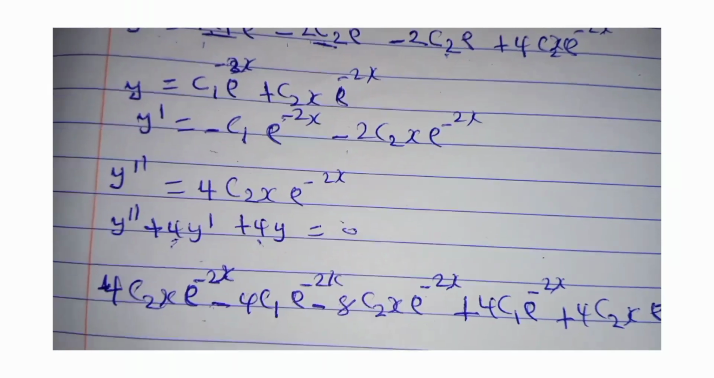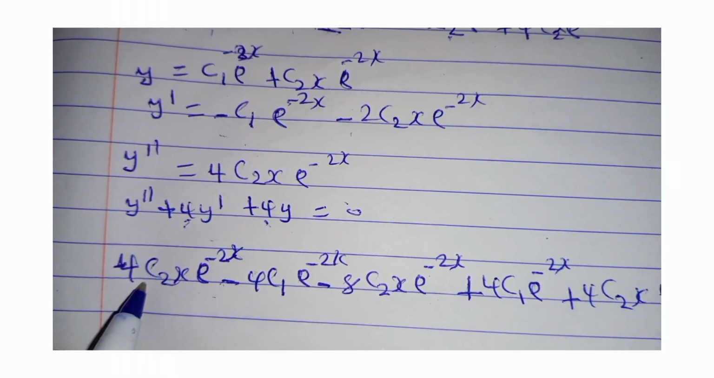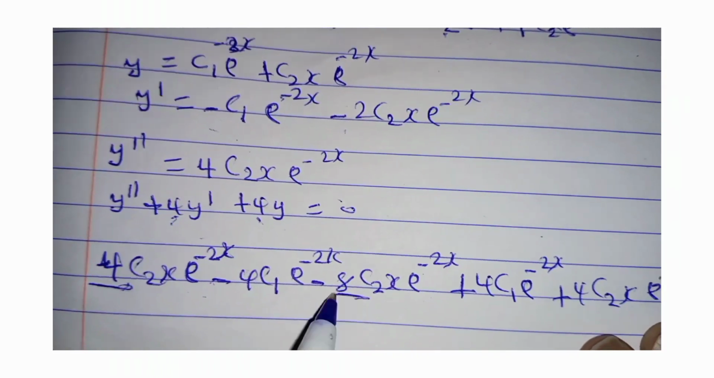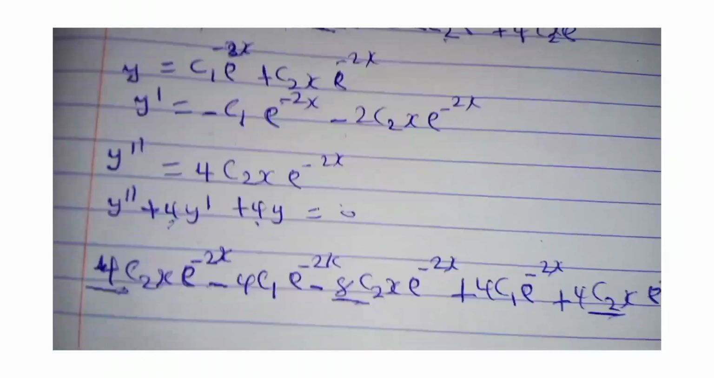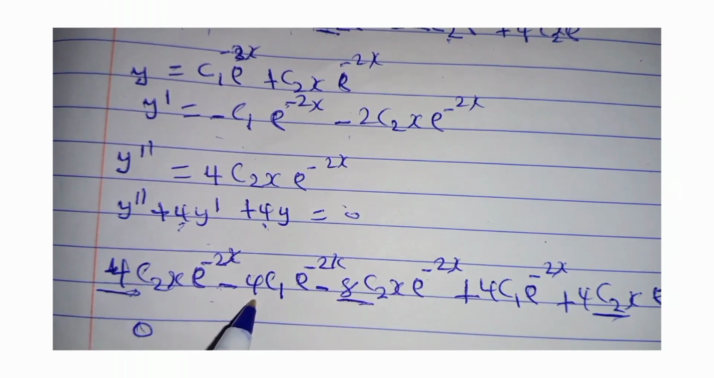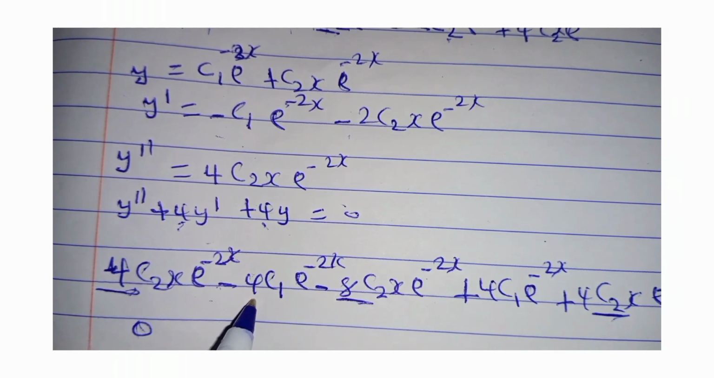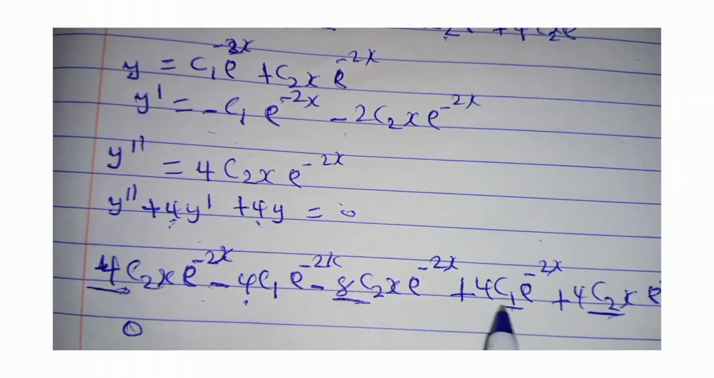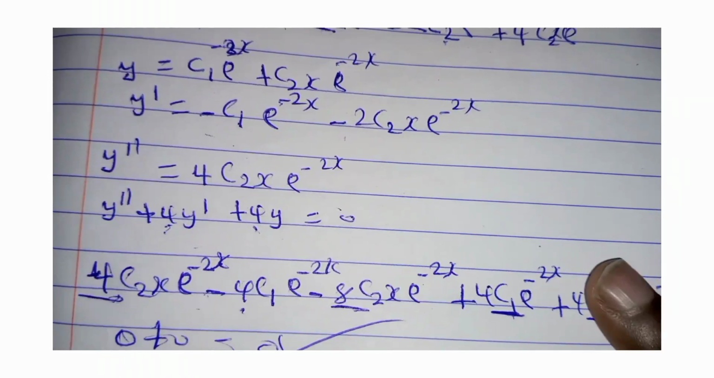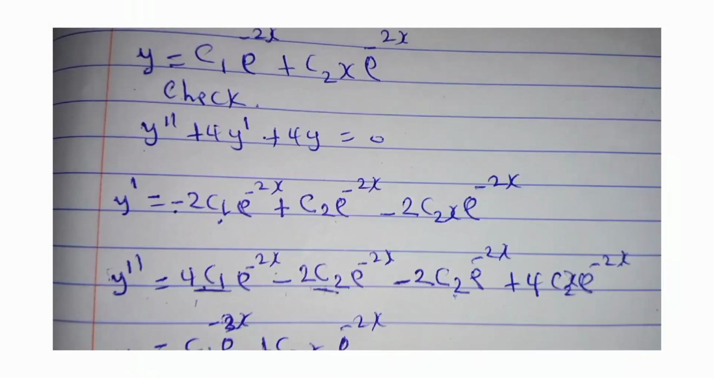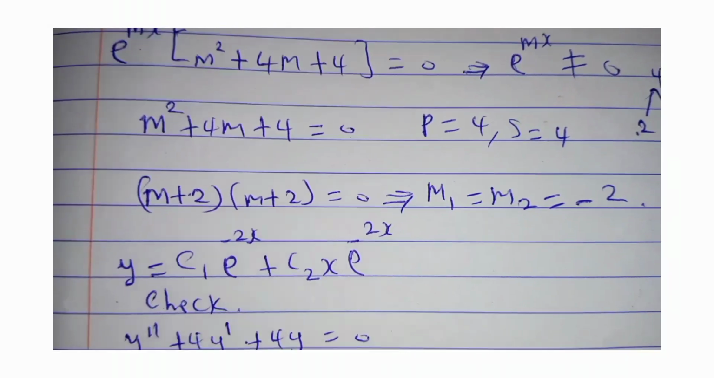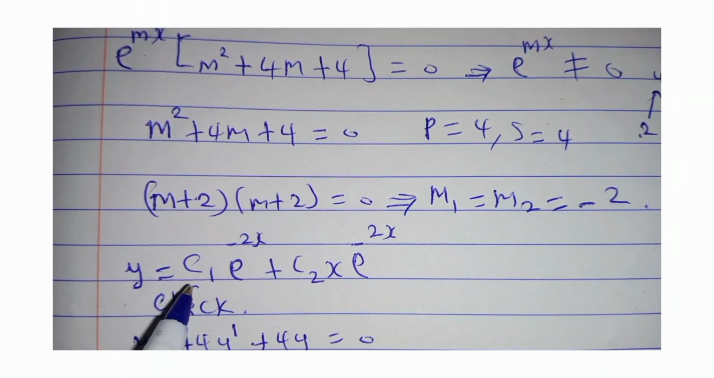This will give you what? So let us see. You have negative 4c1 plus 4c1, which is equal to 0. Then we have negative 8 plus 4 plus 4 for the c2x terms, which is also 0. So 0 plus 0 is equal to 0, implying that our working is correct, and this is our solution of that given second order ODE.